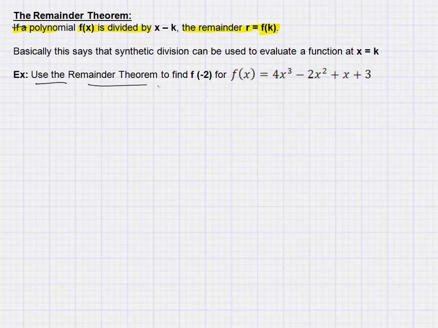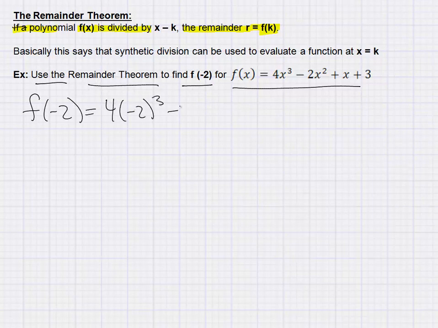So use the remainder theorem to find f of negative 2 for this function. Now the key is it says use the remainder theorem. One way to find f of negative 2 would be to do 4 times negative 2 cubed minus 2 times negative 2 squared plus negative 2 plus 3. But that's not using the remainder theorem. That's just taking negative 2 and plugging it into the function.